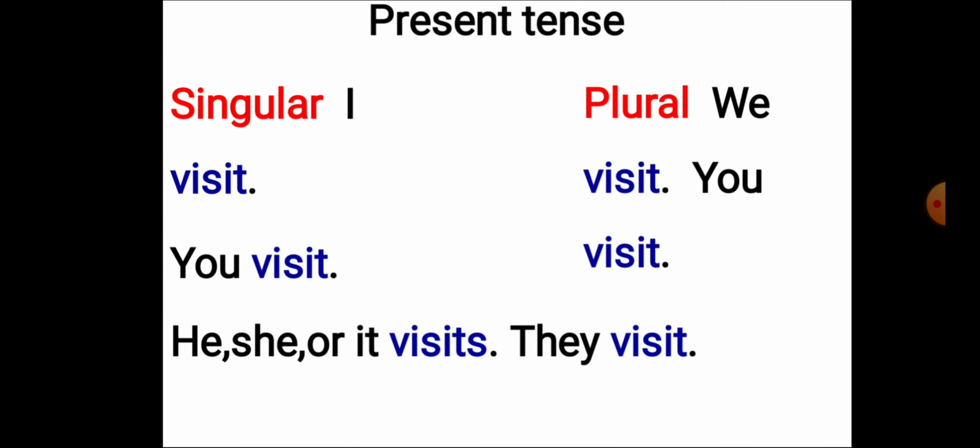Now let's see some of the words which are given in the singular and the plural form. First one, the subject given is I. So, I visit, and in plural form, in the place of I, we will write we visit. Now, in the second person, as you can see, you is given.